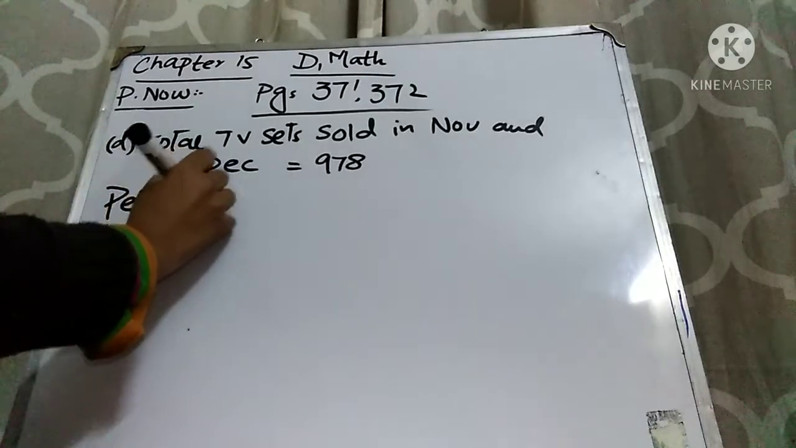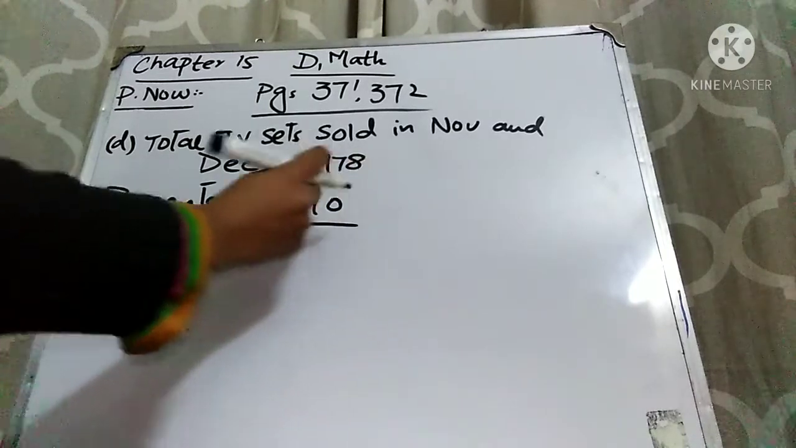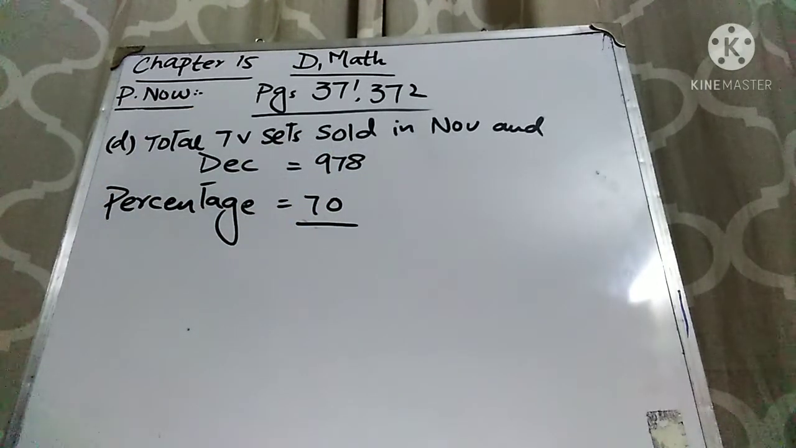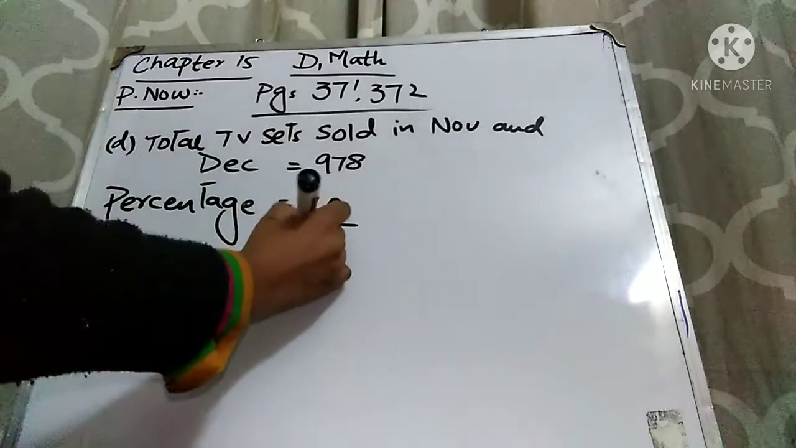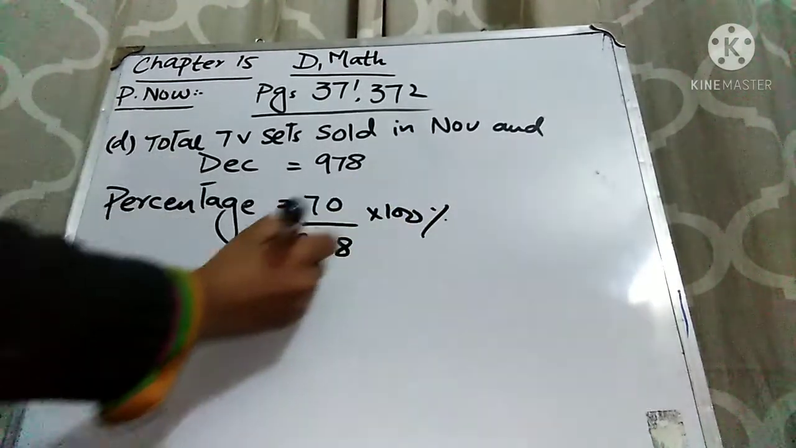As you know, the formula to find the percentage is given number divided by total number. 70 is given in your table, the table given after part A. So that is your given number, because we are going to present the percentage of the total number of television sets sold in shop 7 in November. So that is 70 divided by the total number, which is 978, multiplied by 100%.